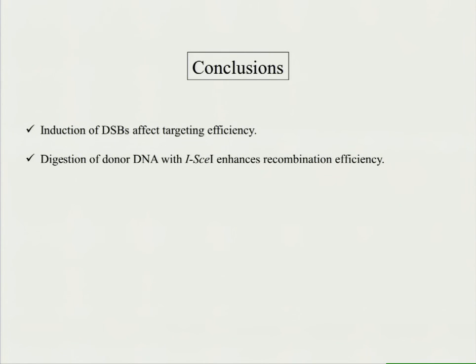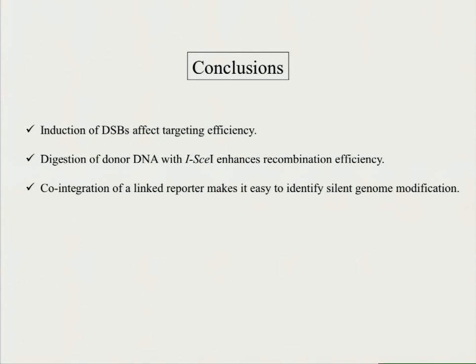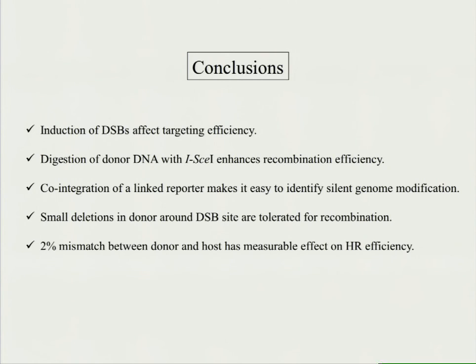Conclusion. As I said, first, the double-strand break is very important, or critical. And then digestion of the donor would help the recombination. Third, co-integration of the linked reporter makes it easy to identify silent gene modification. Fourth, small deletions will be allowed. And finally, a 2% mismatch between the donor and the host has a measurable effect on the homologous recombination efficiency.